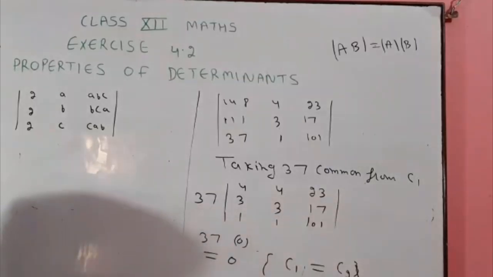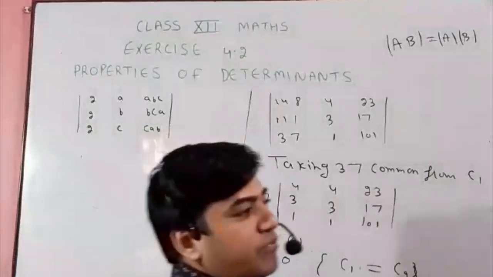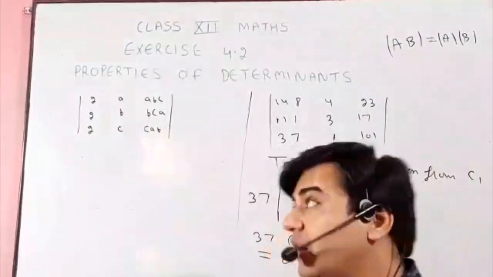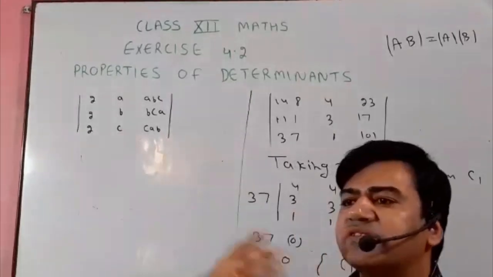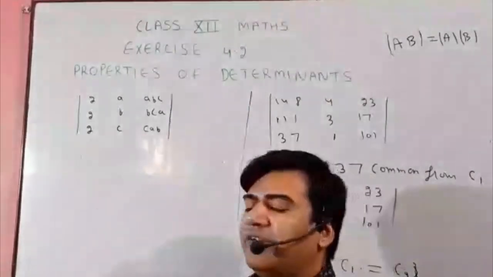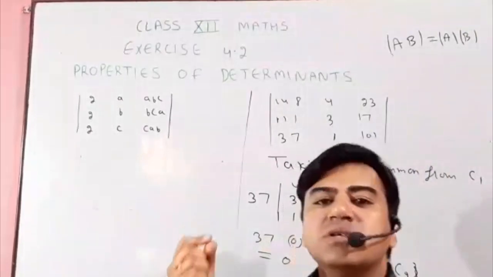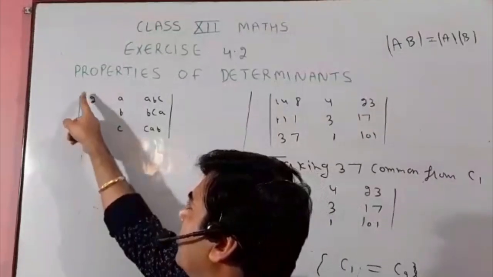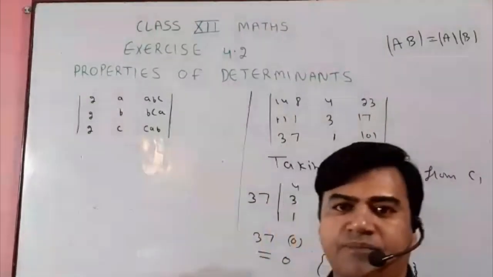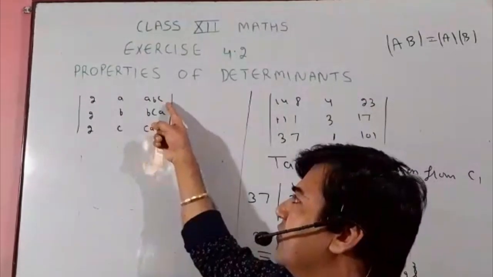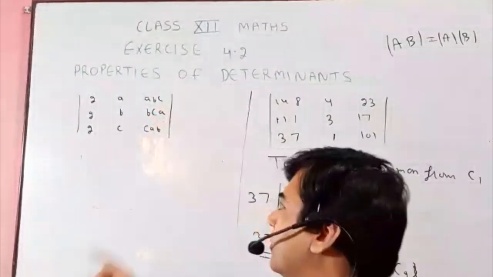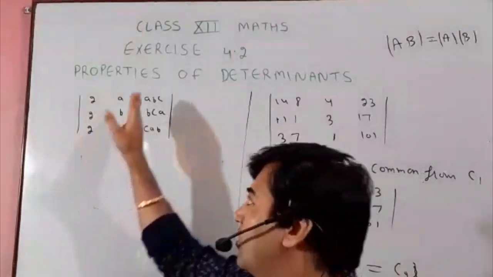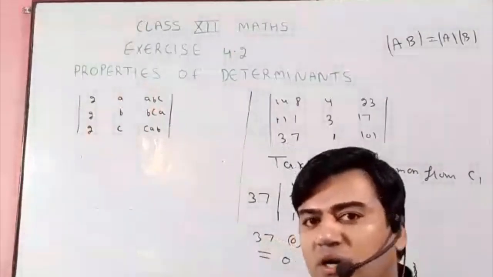Next question. This question is same: without expanding, or by using properties of determinant, prove that the value of this determinant vanishes, or prove that the value of this determinant is equal to 0. Without expanding we have to do this. You can see 2 is common from C1, and ABC, BCA means same ABC, and CAB means ABC. You can take 2 common from first column and ABC common from the third column.